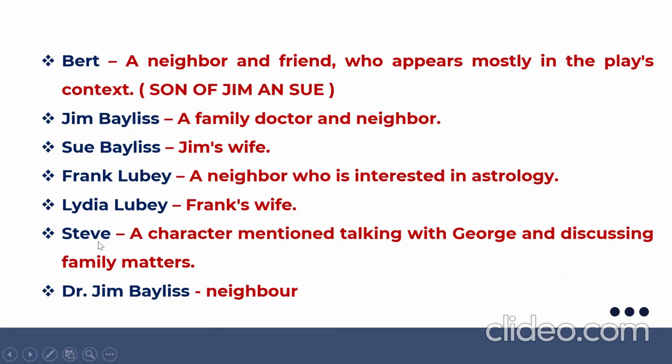One is also a neighbor. Steve, as I told you, is a character mentioned talking with George and discussing family matters. Another character we have here is Dr. Jim Bayliss, who is a doctor. So these are the characters. Now let's discuss all the three acts in detail.